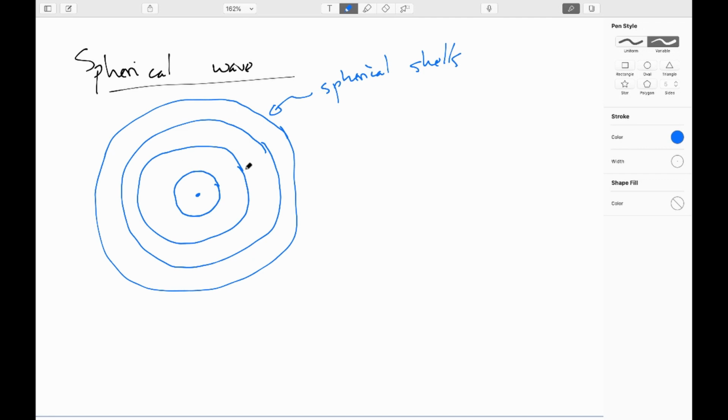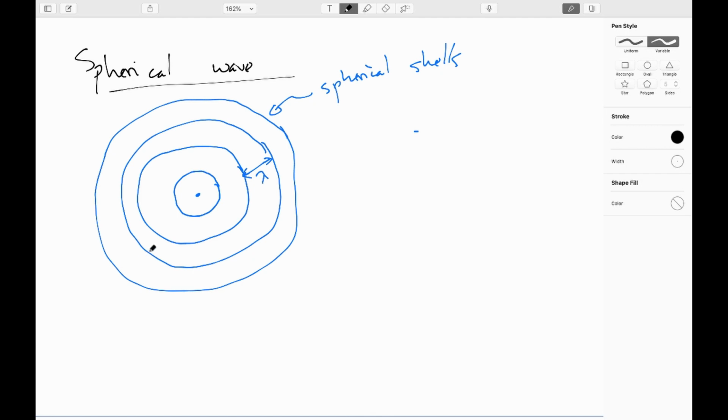And the spacing between these wave fronts is a wavelength. So you can think of it as, say, a compression here, compression here. So that would be the separation. Now, one thing to notice is that when you get really, really far away from a spherical wave, if you look at a small fraction of the spherical wave, like right over here, it starts to look approximately flat.